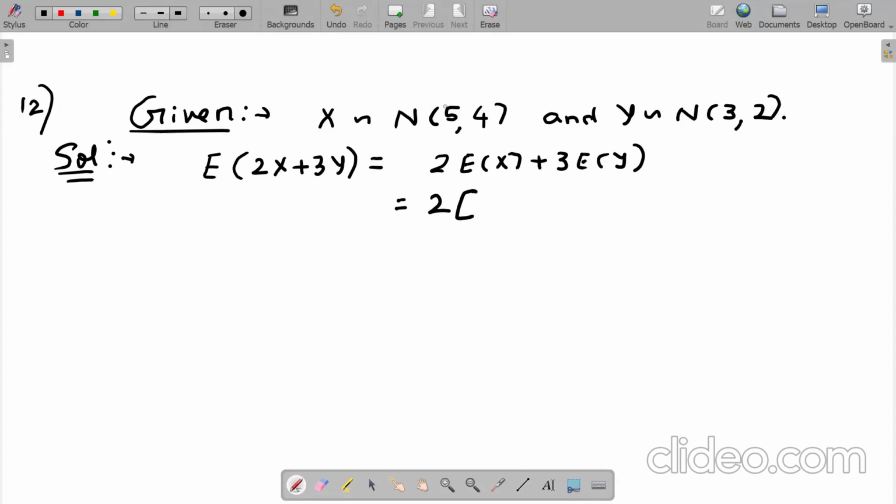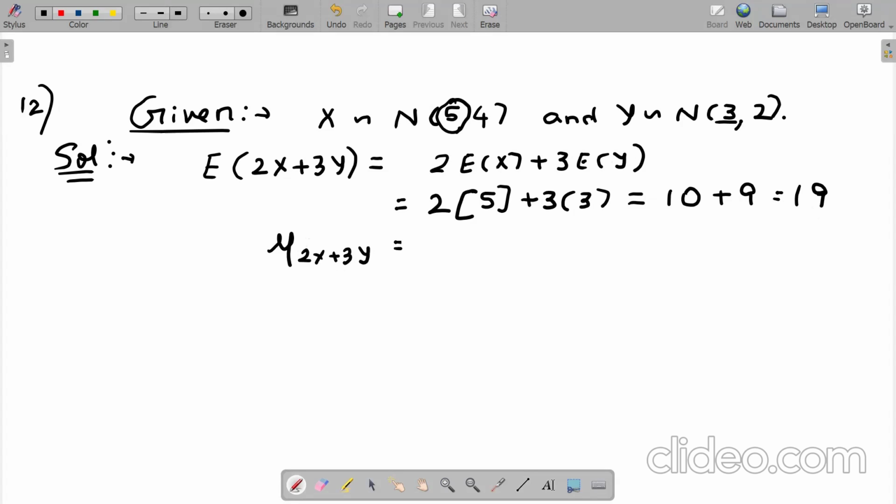What is the expected value of x? 5. What is the expected value of y? 3. So it's going to be 2 into 5 plus 3 into 3, which is 19. So this is my mean of 2x plus 3y. The mean of 2x plus 3y is 19.